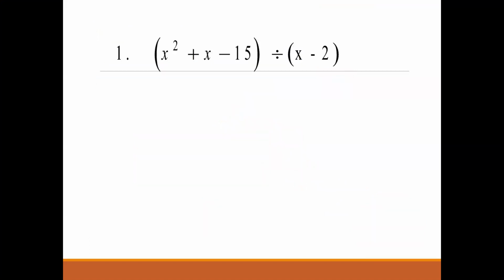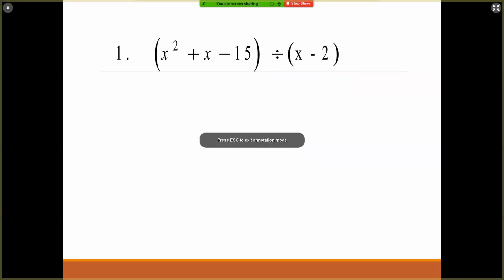Let's try another one. We're going to take x squared plus x minus 15, and we're going to divide it this time by x minus 2. So see if you can set up your problem. Again, you're setting it up just like you would a regular division problem.